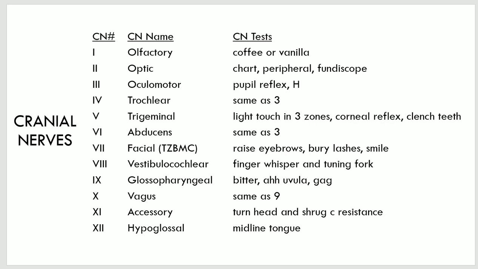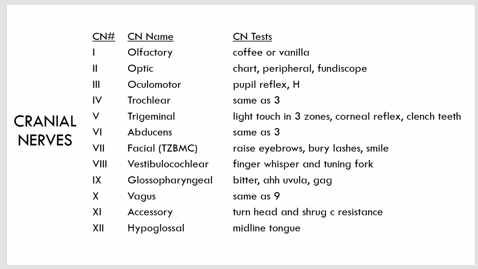Trochlear nerve. It's the same test as number 3. And then abducens is also the same test as number 3. So 3, 4, and 6, those are all your eye muscles, right? They're not your eye muscles. They're all nerves that are motor to your eye muscles, and they're all going to have that same pupil reflex and H pattern test. All right, cranial nerve number 5, trigeminal.